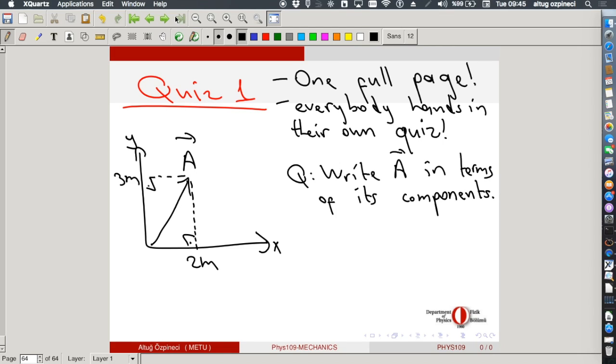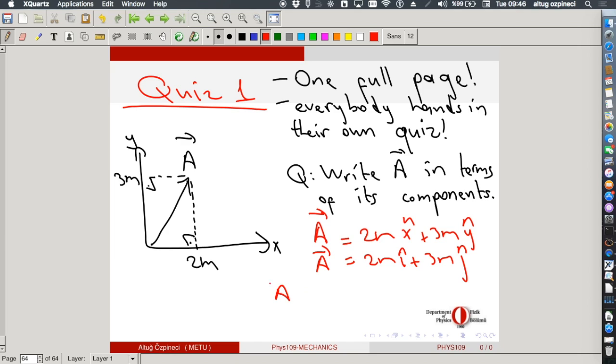Okay, let me first write the answer for this question. This A vector is 2 meters in the x direction plus 3 meters in the y direction. Somebody else wrote 2 meters in the i direction plus 3 meters in the j direction. This is also fine.